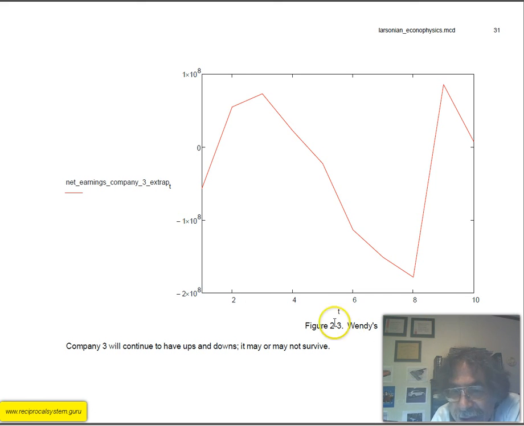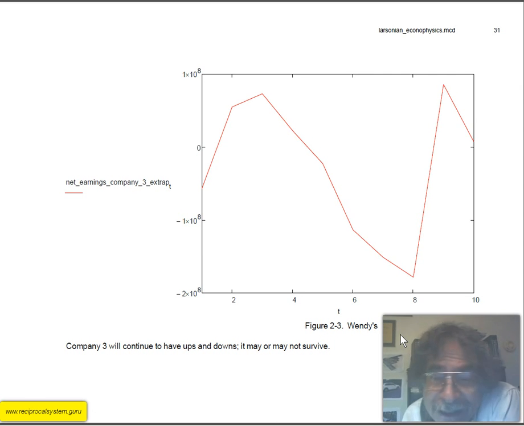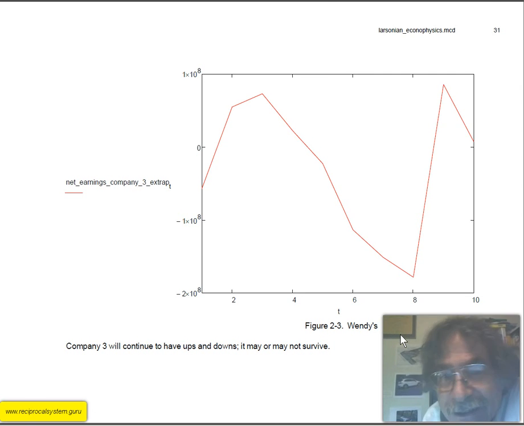And here's Wendy's. So you can see Wendy's went negative here. It's bouncing around between negative and positive. So it may or may not survive. I don't know. It seems to be a survivor, but it's always close.